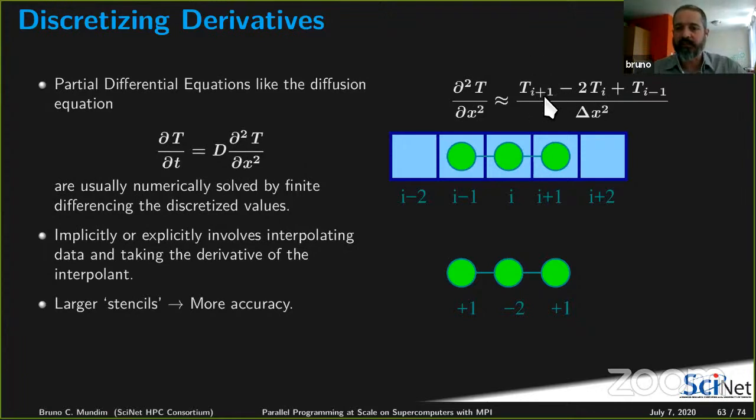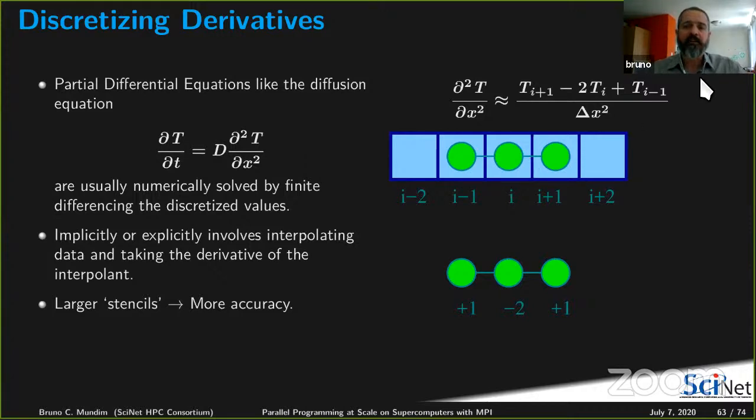If you do the Taylor expansion of T(i+1) with respect to the point i, and then you compute this expression, you can find that this is going to be roughly the second-order derivative of the temperature with respect to x, plus an error term that is going to be of order delta x squared. The delta x is the difference in space between the two grid points, or the two centers of the cells.